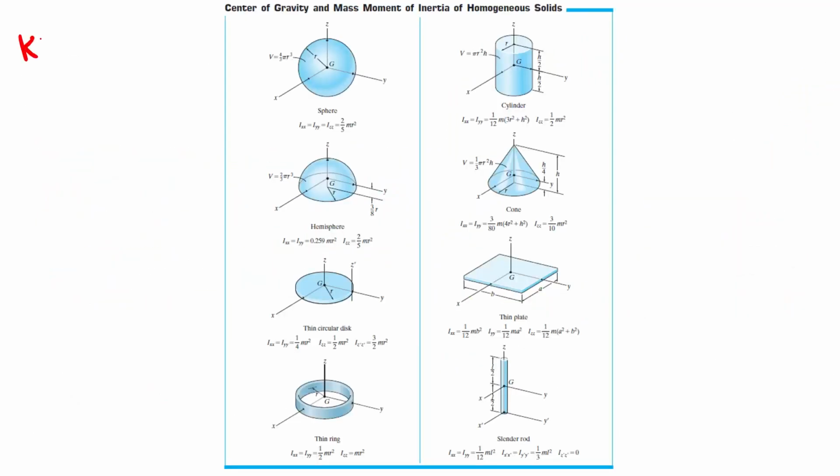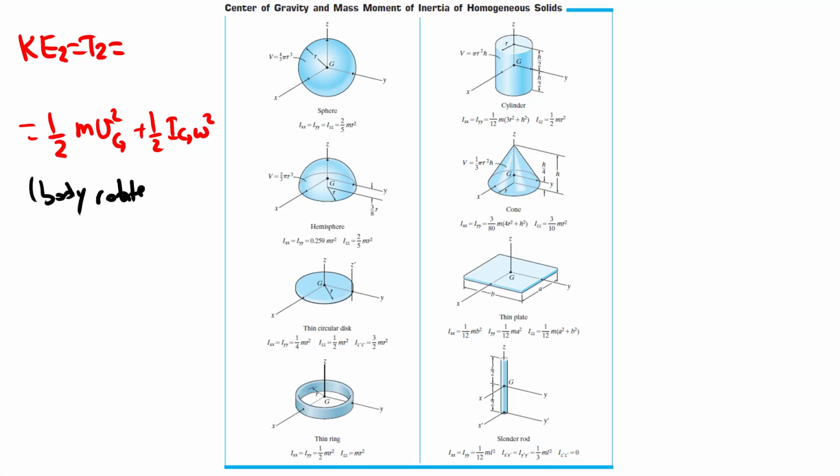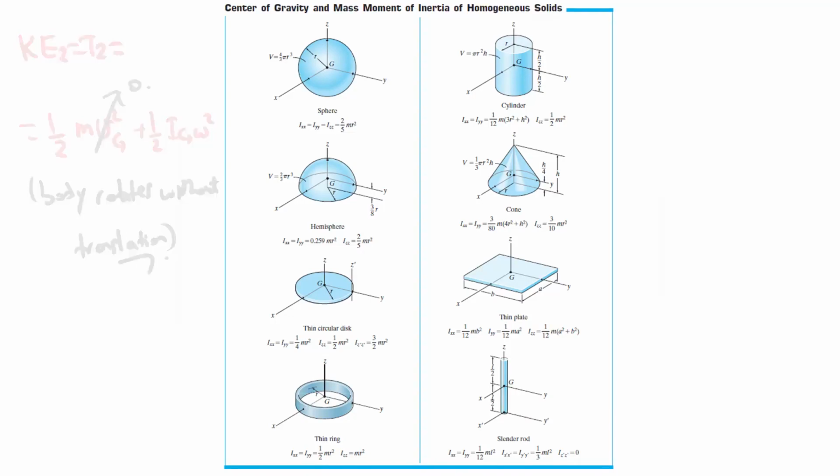The next question is the kinetic energy at 2. That one will have the kinetic energy at 2, which is T2. It has two components: half m vG squared plus half IG omega squared. Here the body rotates without the translation. That's what the body does, and then we will take this term as 0.